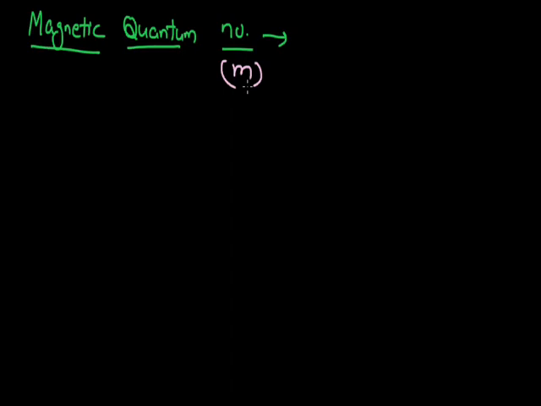If I talk about who introduced this magnetic quantum number first, it was introduced by Zeeman. Each value of this magnetic quantum number represents an orbital present in a subshell. As we know, an orbital is defined as a three-dimensional space around the nucleus where the finding probability of an electron is maximum. And this orbital is indicated by the magnetic quantum number.